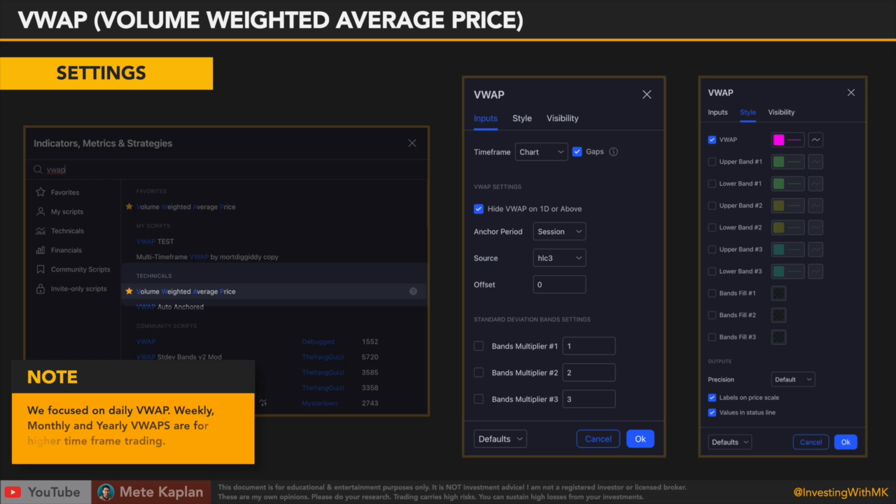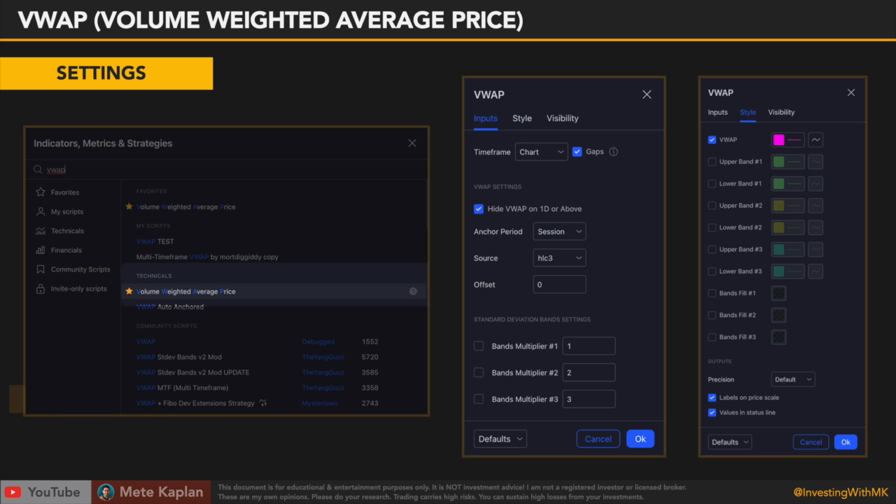One warning: there are multiple types of VWAP designed for day trading, swing trading like weekly VWAP, and investing like monthly and yearly VWAP. This VWAP is specially designed for day trading. It should be used under 15 minutes, especially for scalping. It is basically useless with high time frames.